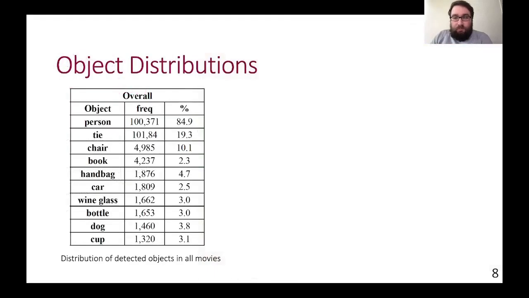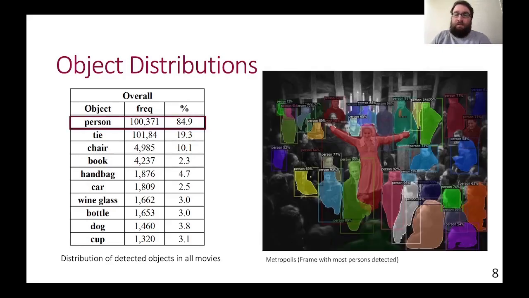For the object distribution, we focus on detection distributions first of all. The following table shows the most frequently detected objects overall, meaning when putting all movies together. Not very surprisingly, around 85% of all detected objects are persons or closely connected to persons, like ties. Our impression is actually that the person detection itself works quite accurately. As you can see in the table, other frequent objects that are detected are chairs and books and similar things.